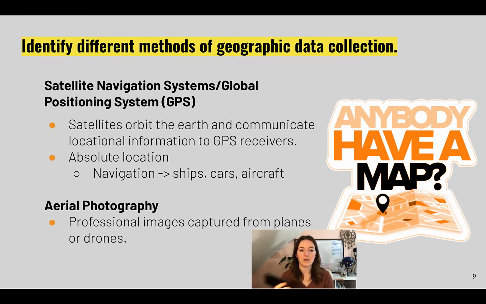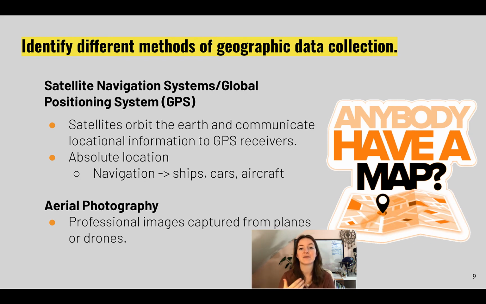So with GPS, we have satellites orbiting the Earth all the time, and they are communicating locational information back to GPS receivers, in this case my phone, that can tell me exactly where I am at any given moment. So if you take your phone and pop on Google Maps, and then walk outside your house, you can watch your little dot move. And especially if you start moving down the street, it's very, very precise. Remember that precision means absolute location.